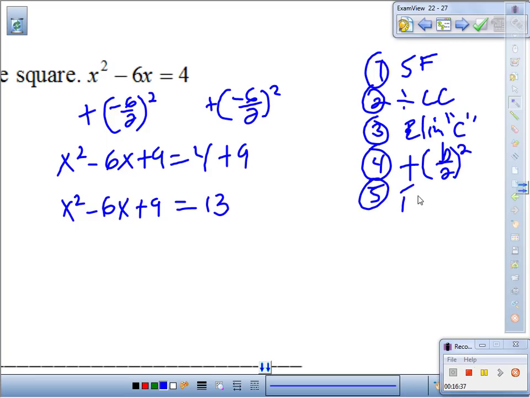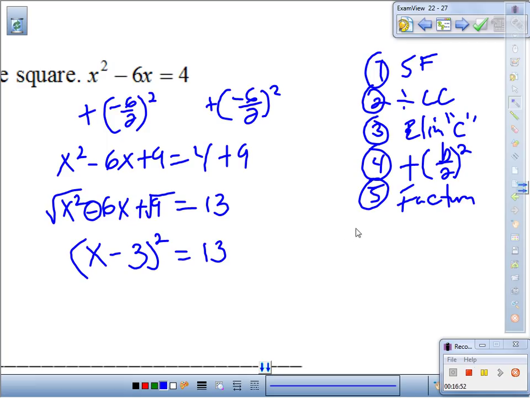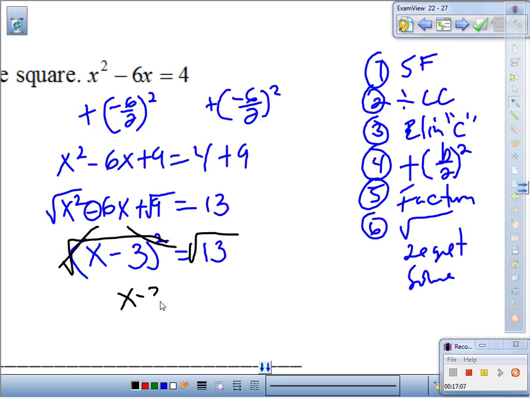Step 5, we're going to factor. And here we can use the Power Rangers. However, we know this is a perfect square, so we just use a shortcut. Square root of the first, x. Square root of the last, 3. Sign of the middle, negative, and that's squared equal to 13. Last but not least, step 6, we do the square root, 2 equations, and solve. Square root, x minus 3 equals plus minus square root of 13.